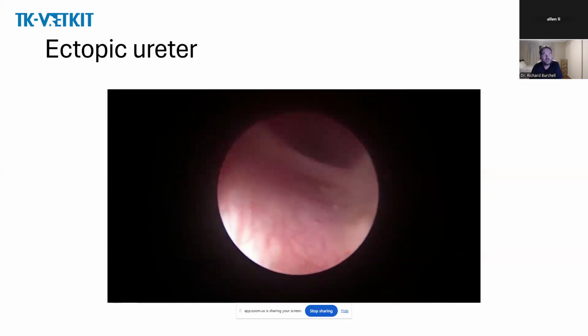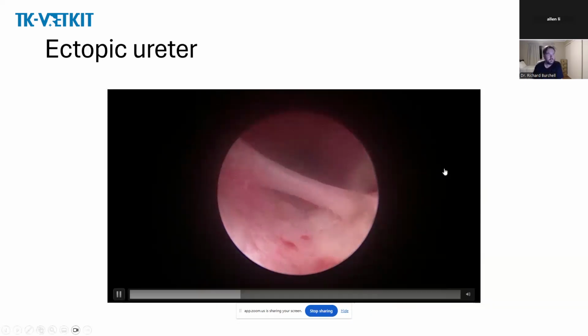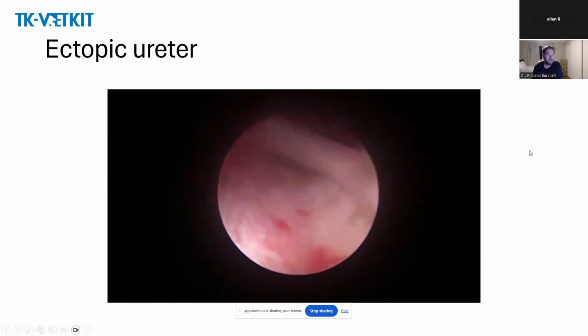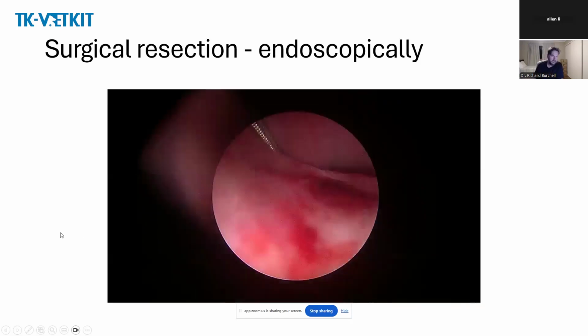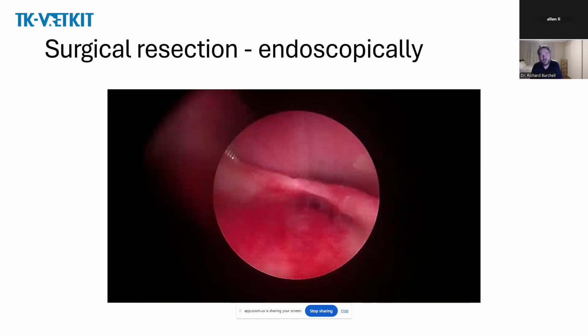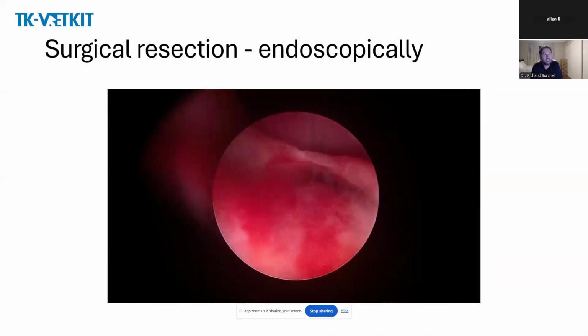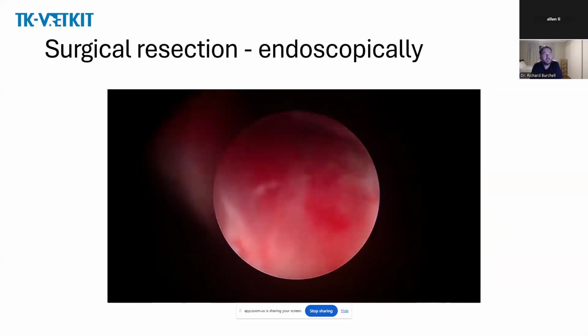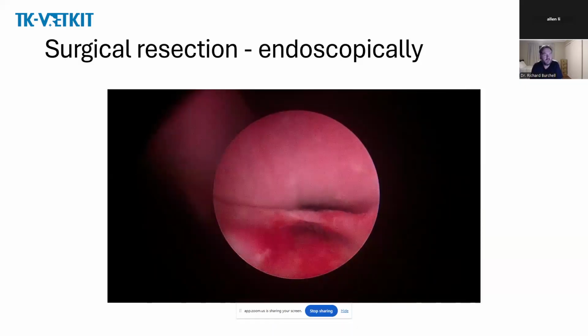So this is a classic unilateral ectopic ureter, and this is an intramural one. So basically, this ectopic ureter is tracking through the urethral wall. Classic ectopic ureter. Now, what you can do, and it's not very expensive, if you don't have a laser, and I don't have a laser, you can cut these. You can buy little scissors that fit down your endoscope, and you can identify the ectopic ureter. And using endoscopic guidance, you can cut this open to the level of the trigone.